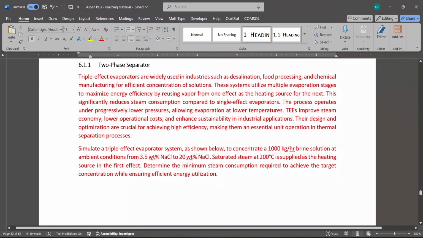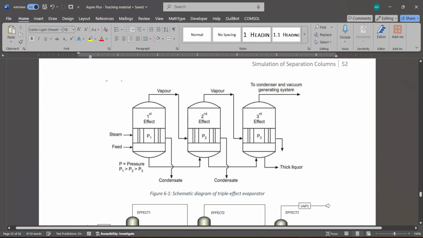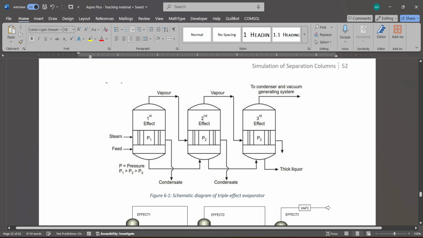So how does the schematic of a triple effect evaporator look? It includes three different vessels. In the first vessel, the feed is charged, and thermal energy in the form of saturated steam is supplied. It is fair to assume that all the latent heat of saturated steam is consumed to evaporate water from the brine solution, and the vapors generated from the first effect are used as a heating source for the second stage, and similarly the vapors from the second stage are used as a heating source for the third stage.